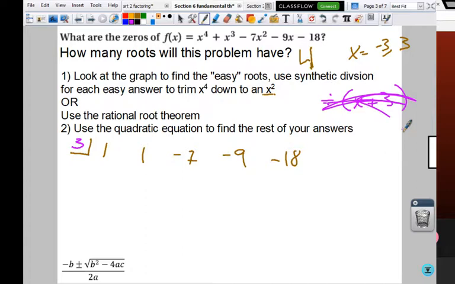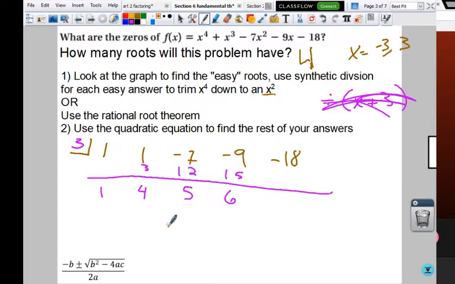So I'm starting by plugging in 3 in for synthetic division. And you guys did a bunch of synthetic division. I'm not really worried about you doing this. So we're going to do synthetic division real quick. 3 times 1 is 3. 3 times 4 is 12. 3 times 5 is 15. 3 times 6 is 18. And we get 0, right?